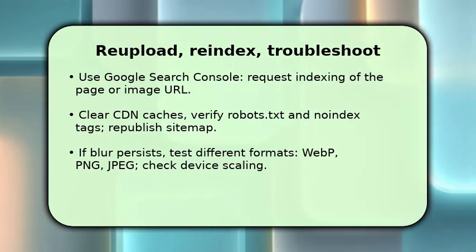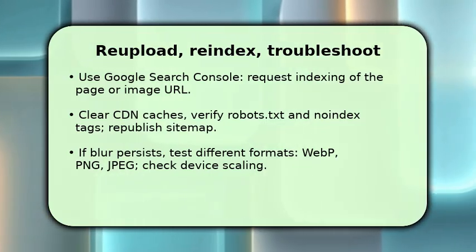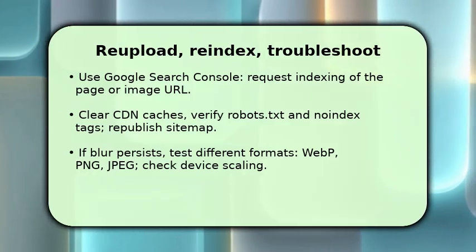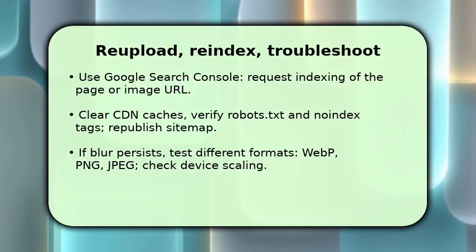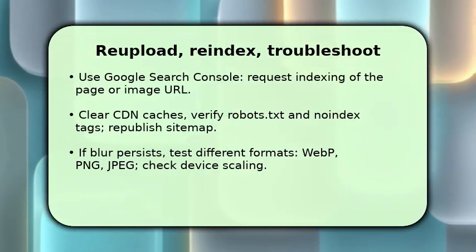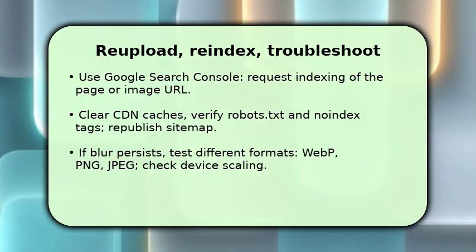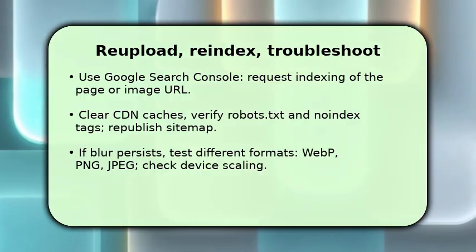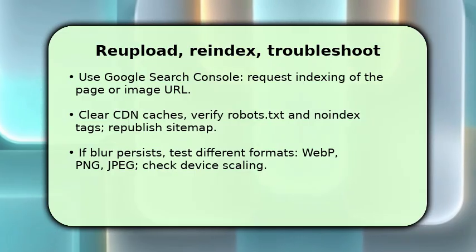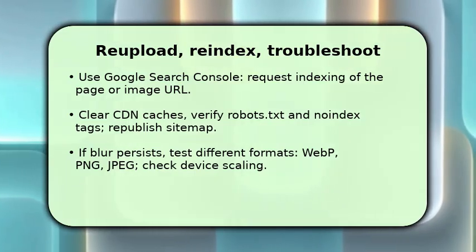Make sure robots.txt and meta tags allow crawling, and update your sitemap to reference the new image. If Google still shows a blurred version, try alternate formats like WebP or PNG and verify responsive image attributes so browsers don't upscale low-res sources. Troubleshooting tip: if cached thumbnails persist, clear CDN.